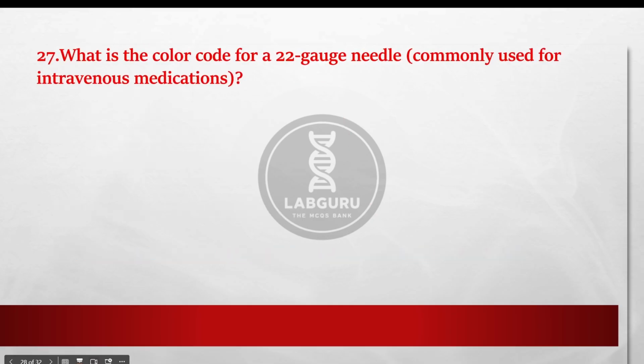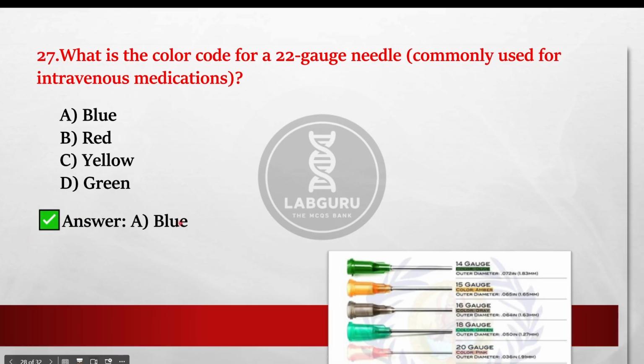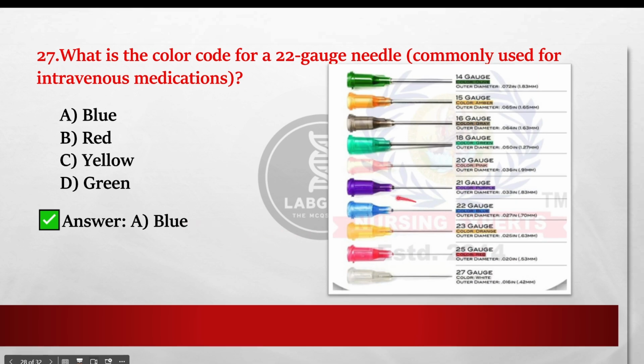Next, what is the color code for a 22 gauge needle, which is commonly used for intravenous medications? Options are: option A blue, option B red, option C yellow, and option D green. The right answer is option A, that's the blue color. You can see in this chart, this blue color has the 22 gauge needle size and the diameter is 0.27 inch or 0.70 mm.